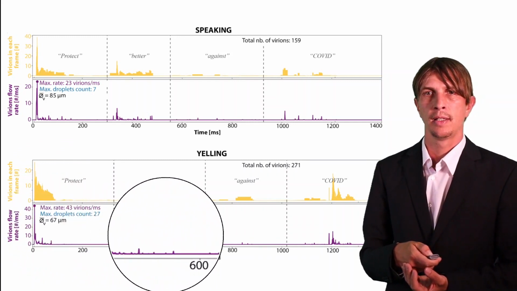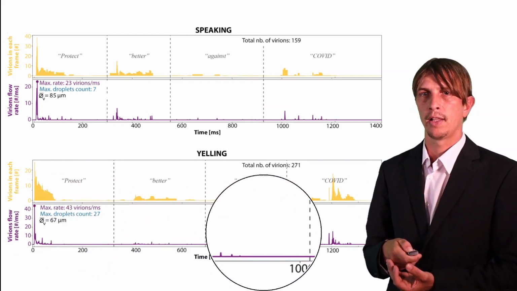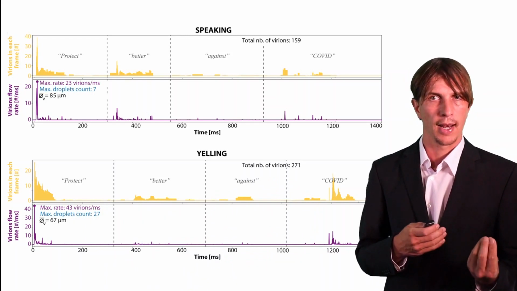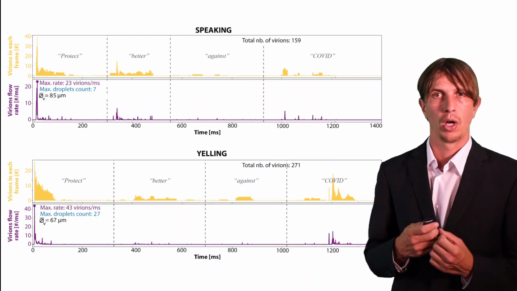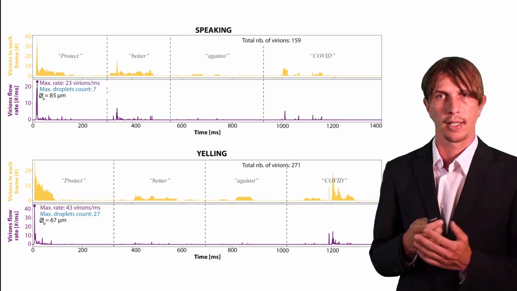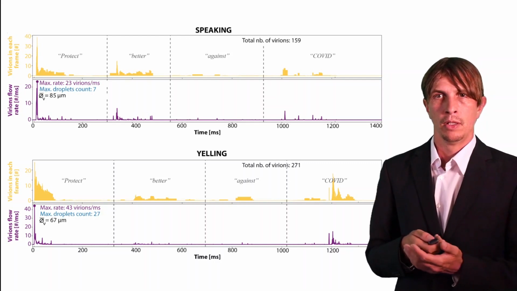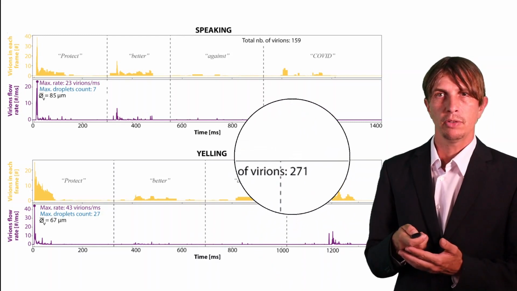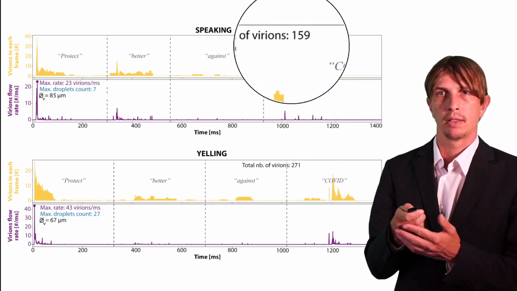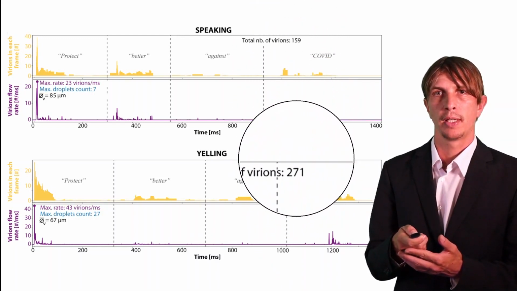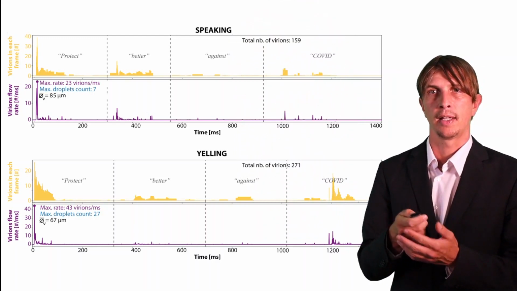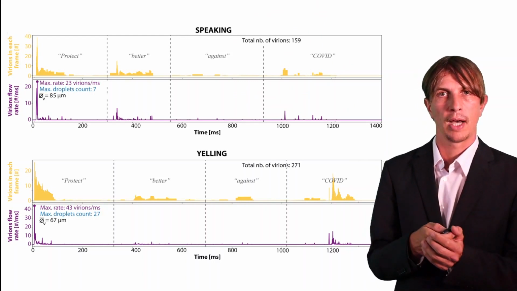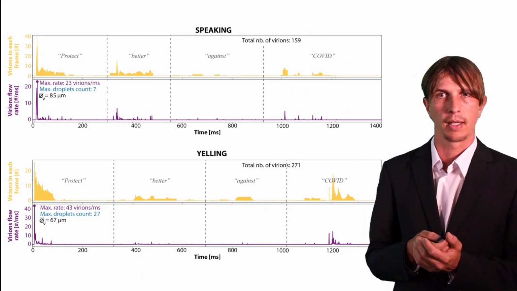However, we can see several small peaks. Those peaks are more for aerosols that contain fewer virions, but for smaller particles that may remain longer in the air. So we have here 270 virions, while here we have 159. And this shows the difference between yelling and speaking. Using this technology, we can find out how virions are emitted over time.